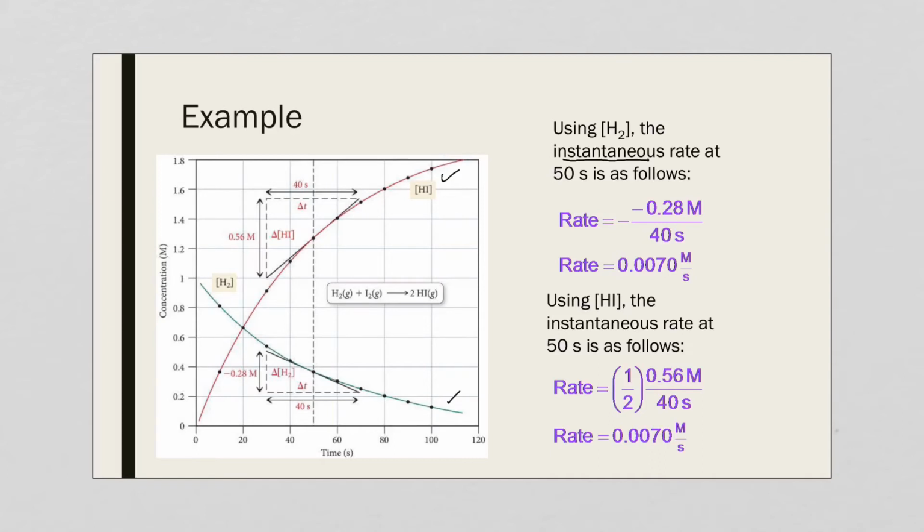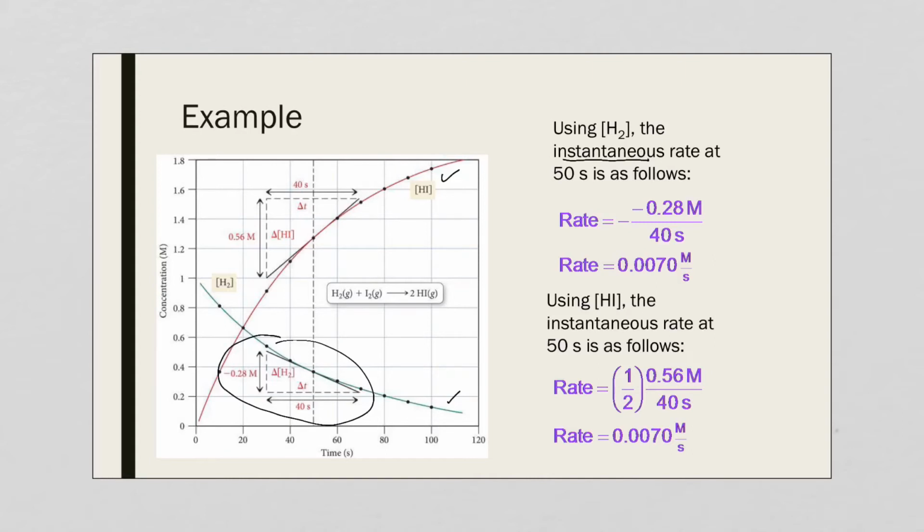So in our example here, we're going to pick 50 seconds, and we draw a tangent line to that point on the graph. And then we measure the slope of that tangent line, essentially. We measure the change in concentration versus the change in time of that particular tangent line. So let's say at 50 seconds, we draw this tangent line here to the H2 rate curve.